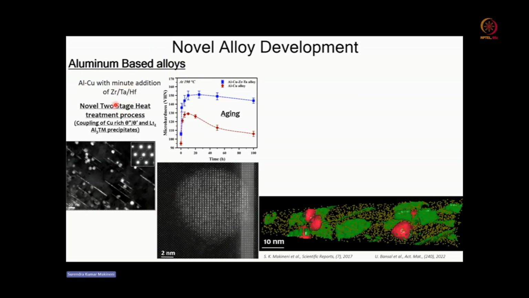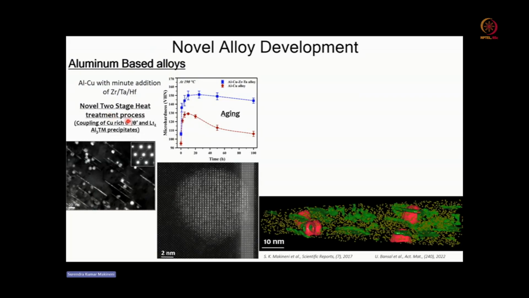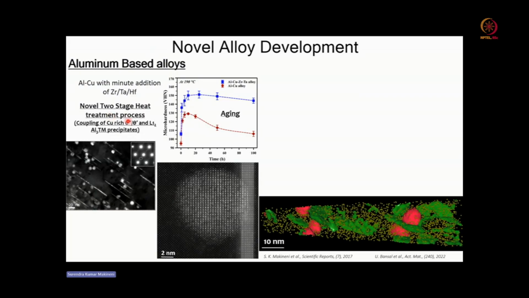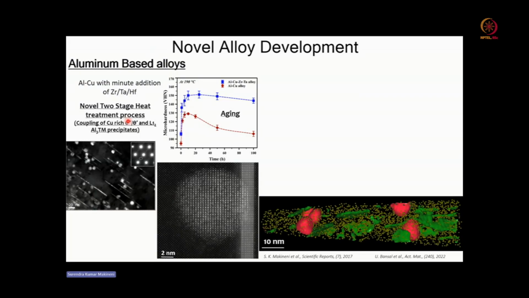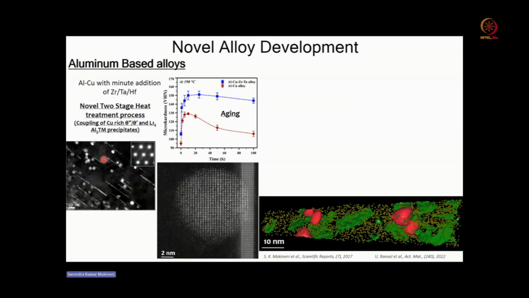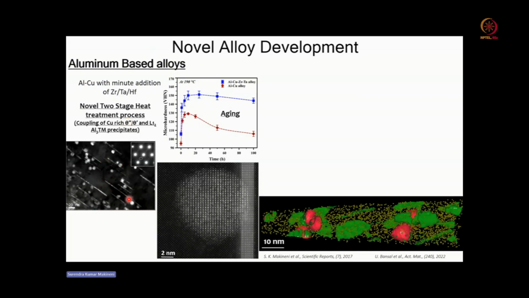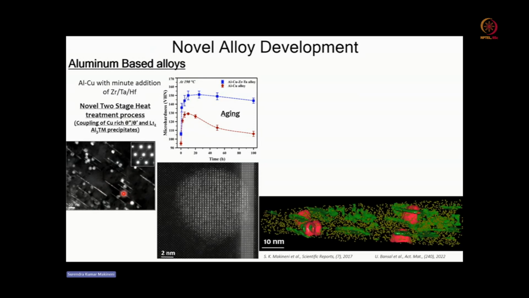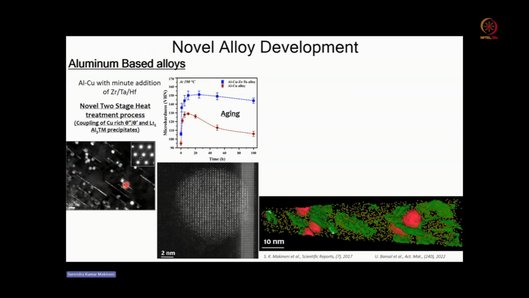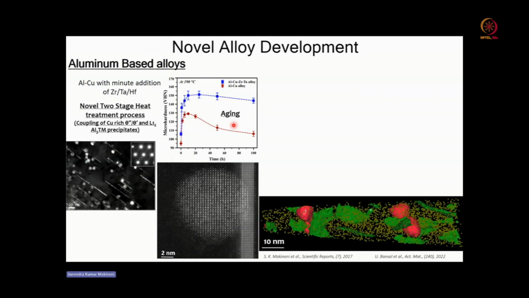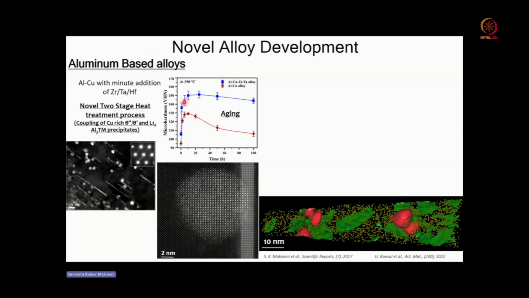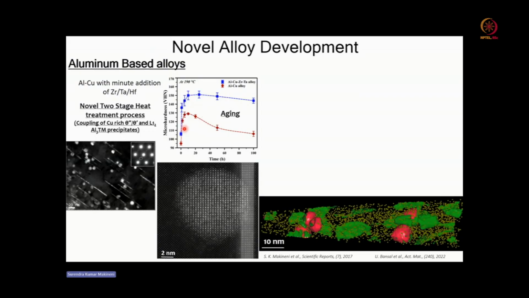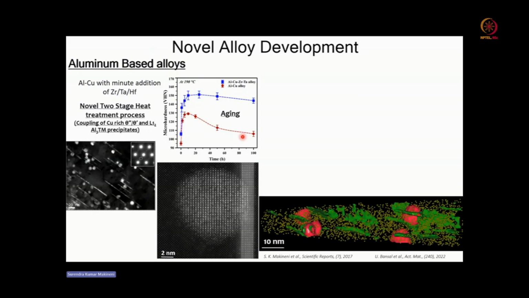You can see it, and it is governed by a novel two-stage heat treatment process where the coupling of copper-rich and L12 precipitates takes place. Here you can see that in the microstructure, the bright plates correspond to the copper-rich phase and the round precipitates correspond to Al3Zr. If you see the hardness curve, in the presence of zirconium and tantalum the hardness doesn't drop, while without zirconium and tantalum, the hardness drops drastically.